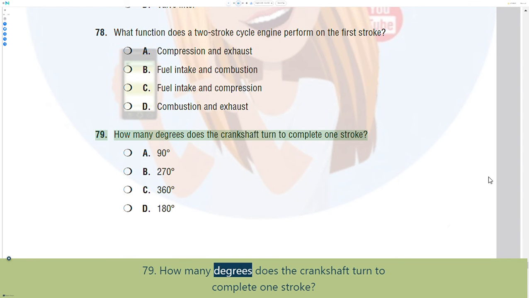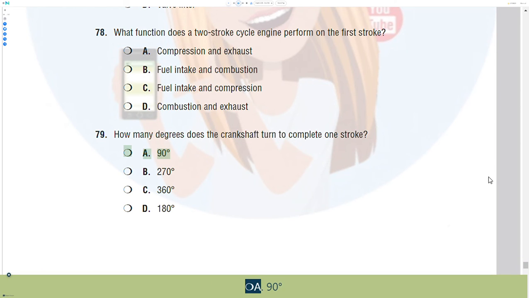79. How many degrees does the crankshaft turn to complete one stroke? A. 90 degrees. B. 270 degrees. C. 360 degrees. D. 180 degrees.